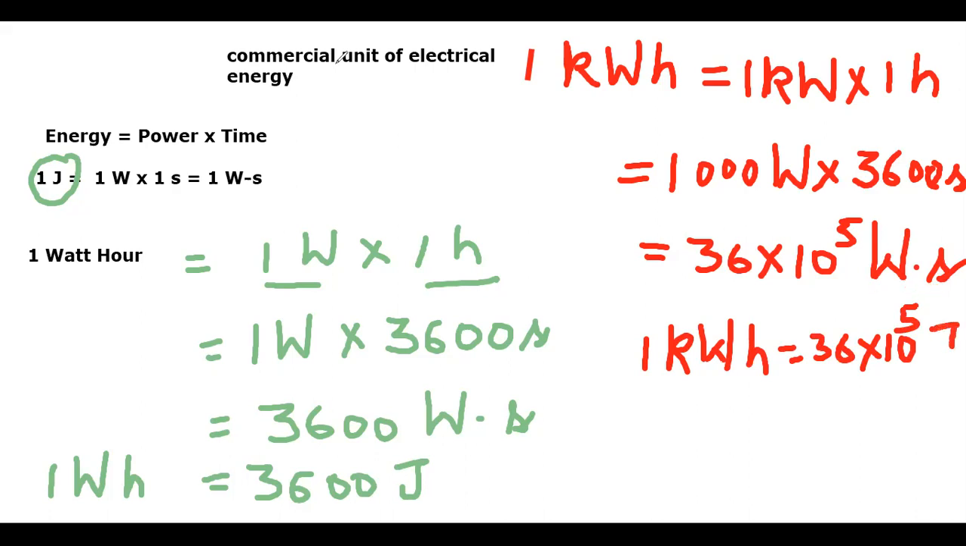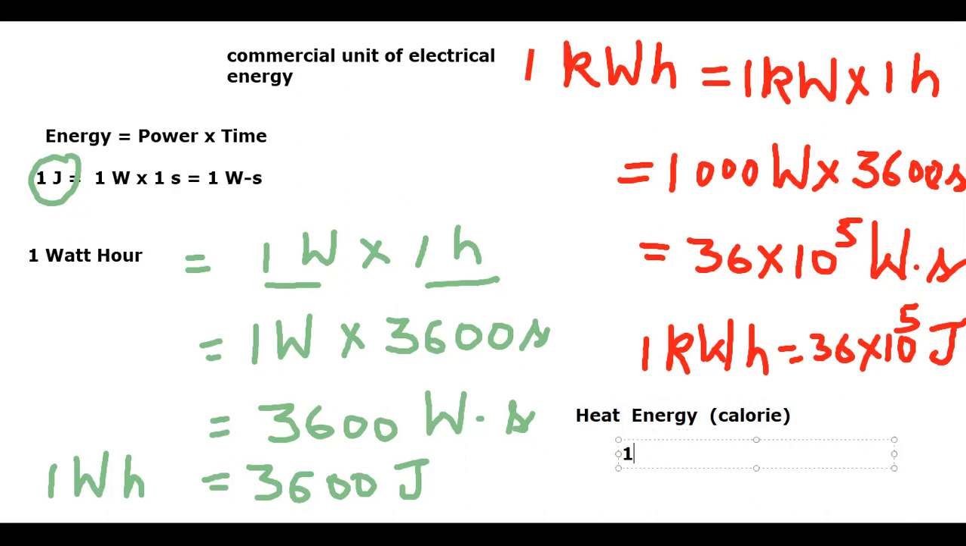Yes, it is joules. So 1 kilowatt hour is equal to 36 into 10 raised to power 5 joules. And if I talk about heat energy, we have done in our lower classes also, children, that heat energy is not measured in joules, rather we use a special unit for it, calorie.